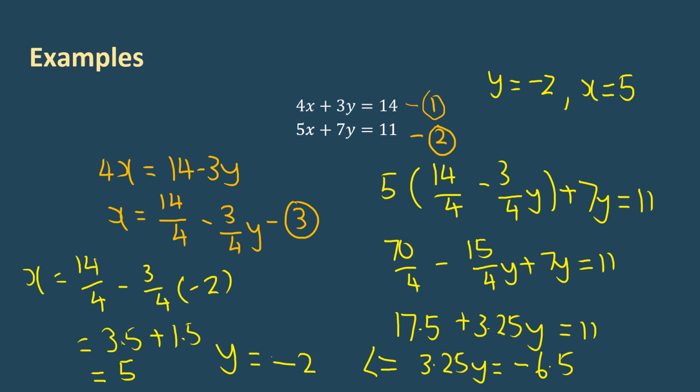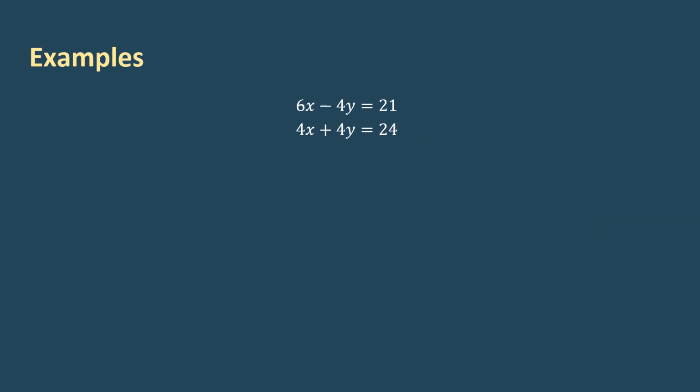So did you manage to get the answer? If you did, then let's move on to the very last example. So pause once again, try it on your own, and you can see the solutions when you are done or when you are stuck. So this time we are going to label this as 1 again and this as 2. In this particular case, we can see that there is 4y and there is 4y.